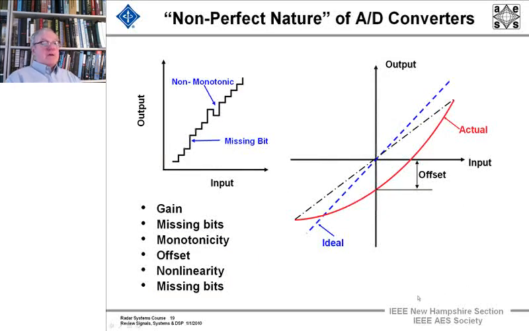Now, there's a lot of imperfections that happen in the real world when you build one of these beasts, especially when you want it to be linear over, say, 60 dB of dynamic range, and you want it to sample every 10 or 100 megahertz, megasamples per second. And these are the kinds of errors that you can have. You can have an error in gain, an offset, missing bits, a lack of monotonicity, nonlinearity, and all these different things can happen.